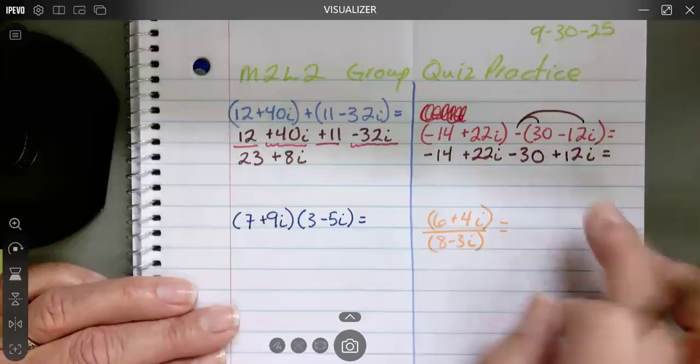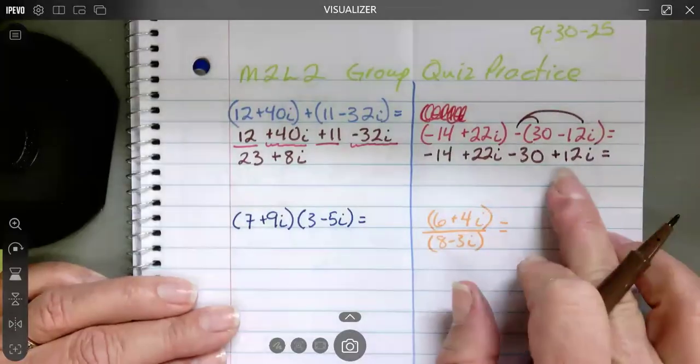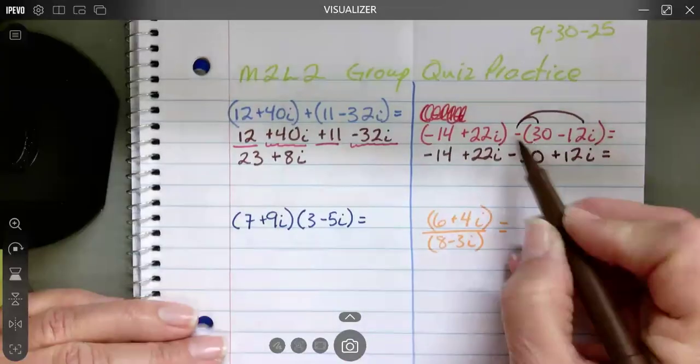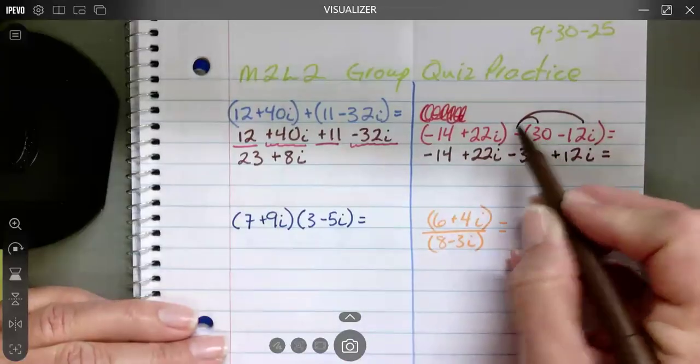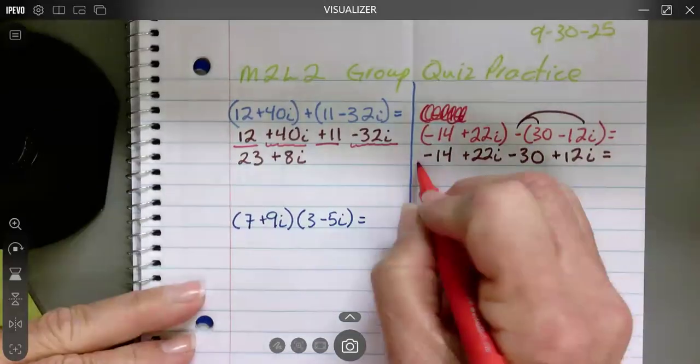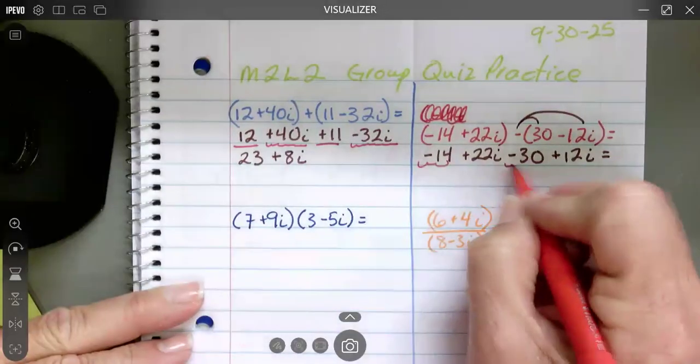You should do something in your notes so that you remind yourself what these little arcs mean, right? That we're doing a negative times 30 and a negative times a negative 12i. Now we're back to the same as the first problem. So we're combining like terms.